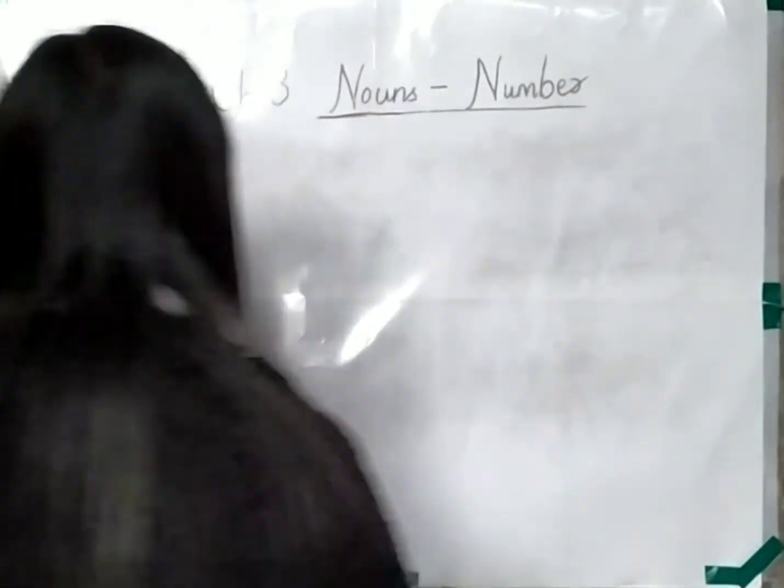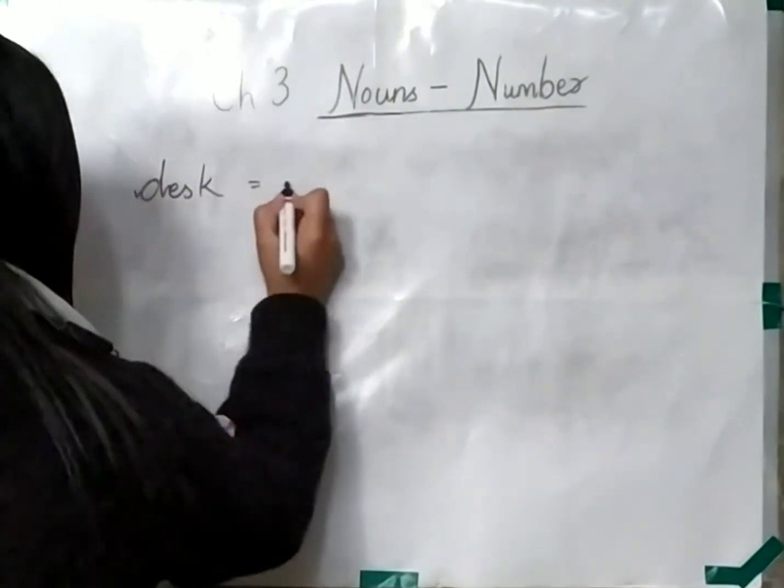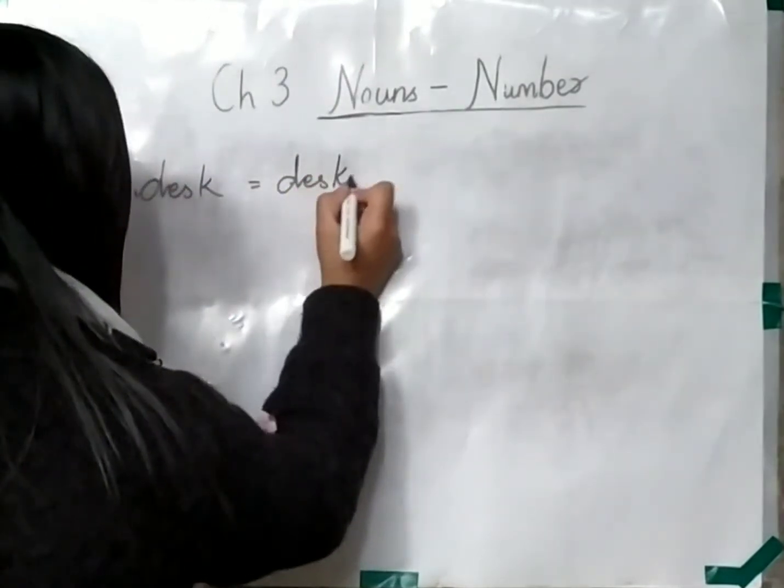We add s to most nouns to form their plurals. So the first rule is telling us that in order to form plurals, we add s to most of the singular nouns. Now one example, let me write it on the board: desk. The plural of desk is formed by simply adding s, that is desks.